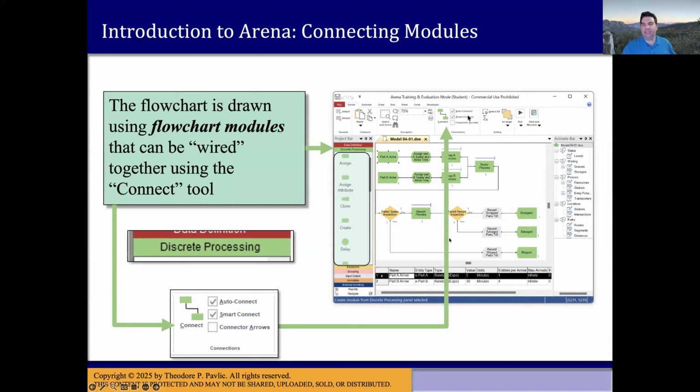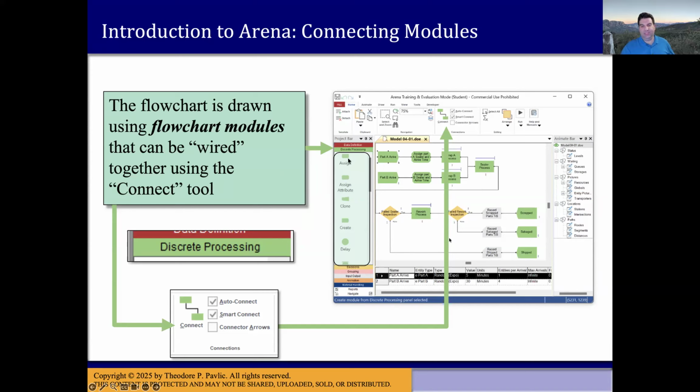If you have auto connect, smart connect turned on, then you might find as you start dragging these modules in, you get these wires automatically populating. If you don't like that, you can click on the wires and hit delete, or click on the wires and right click and then go to delete. And if they're not wired up properly, then you click on this connect up here in the ribbon, and then you wire them together. And that's how you draw these diagrams out here.